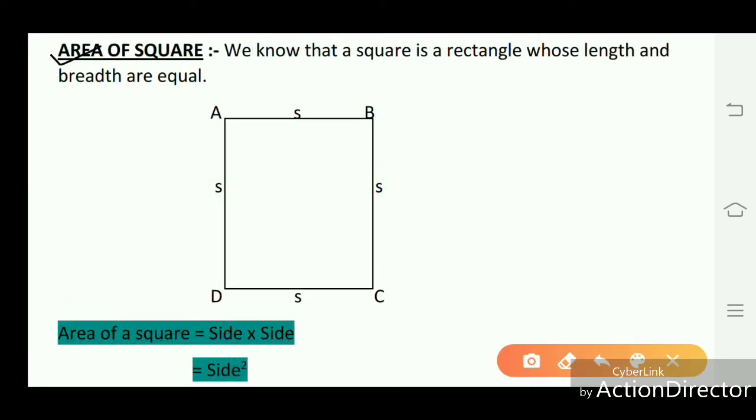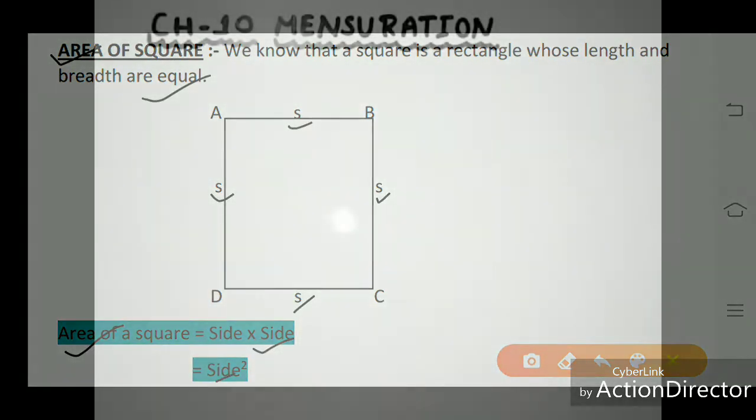Area of square. We know that a square is a rectangle whose length and breadth are equal. So a square has equal sides, and the area of a square equals side into side, or side square. Now here I solve some examples related to mensuration.